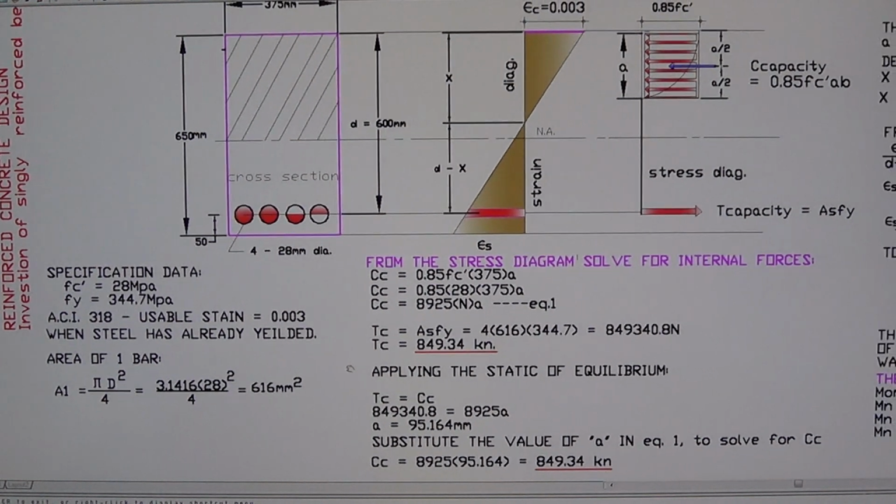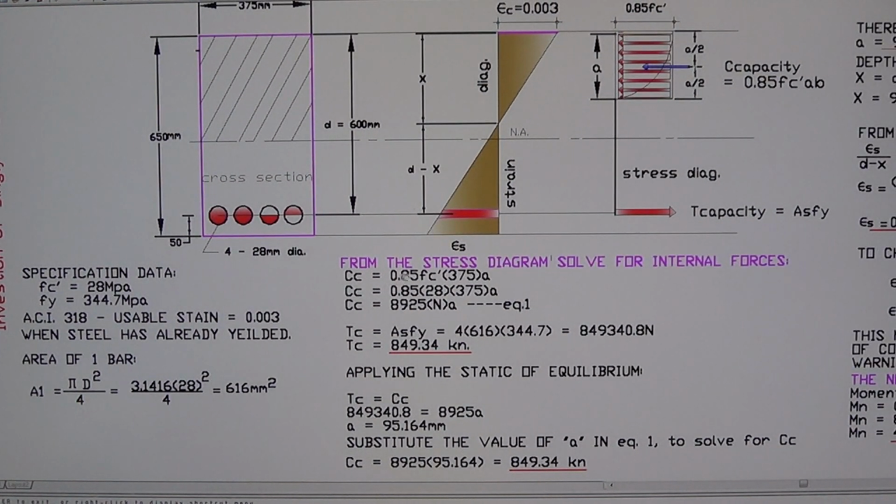Now from the stress diagram, solve for the internal forces. There are two internal forces here: one is compression and one is tension. The compression is carried by the concrete above the neutral axis, and the tension is carried by the steel below the neutral axis, the actual neutral axis of the beam.